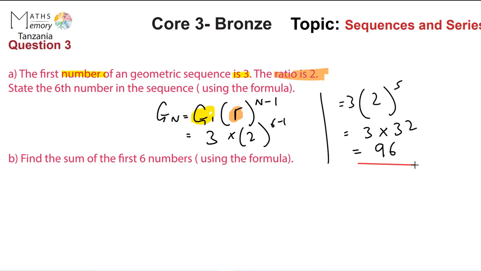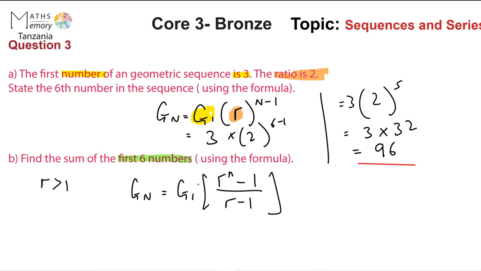You can test it if you wanted to, by going up and multiplying each number in this progression by 2. Anyway, find the sum of the first 6 numbers. Again, it's the formula we need to know. Gn equals G1. If the ratio is above 1, we use this formula: R to the power of n, take away 1, over R take away 1. If it's less than 1, we simply switch them around: 1 take away R to the power of n, over 1 minus R. But anyway, let's use this formula over here.